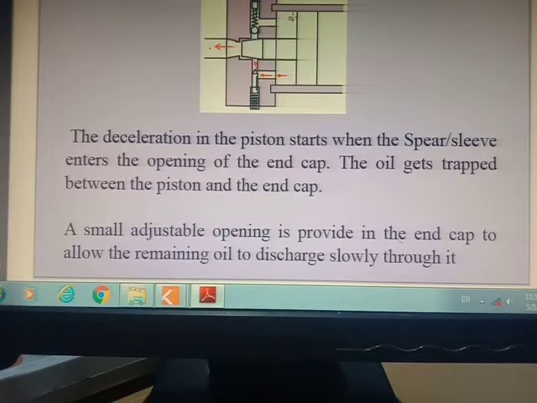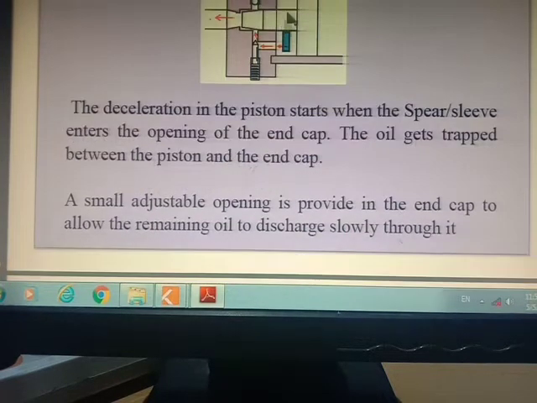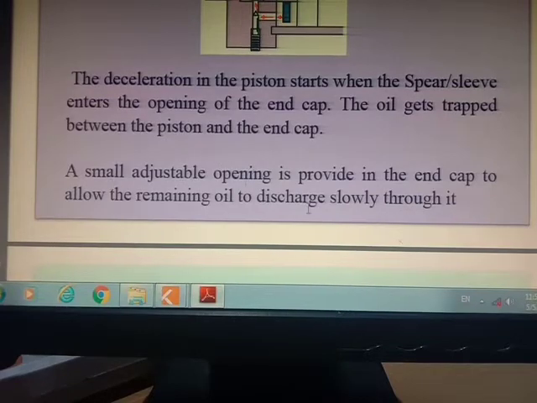Suppose this is the oil, and here is also oil. This oil will get trapped between this valve and this piston. Now as this oil gets trapped, it will not move freely. So there will be resistance to the flow and the speed of the piston will get decreased. A small adjustable opening is provided in the end cap to allow the remaining oil to discharge slowly through it. Here you can see the small arrangement provided, a very small arrangement, and through this very small arrangement the oil is going to the reservoir.